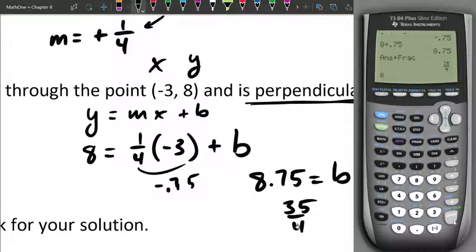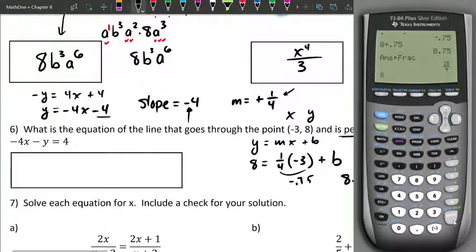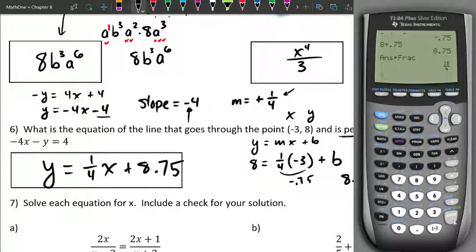I don't know that I care. But my answer would be this. My answer is going to be y is equal to positive 1/4 x plus 8.75. Now, two things tell me that this is right or wrong. The first thing is, do I have the right slope? Well, I have a slope of 1/4, and that's the slope I need if I'm going to be perpendicular to a line with this slope. The slope from that line that I was given was negative. My slope is positive. That slope was negative 4. My slope is positive 1/4.